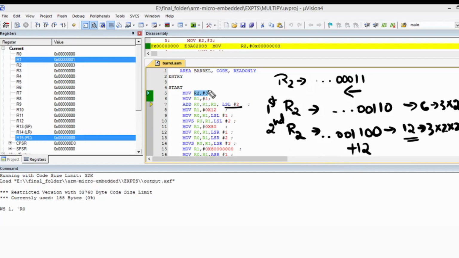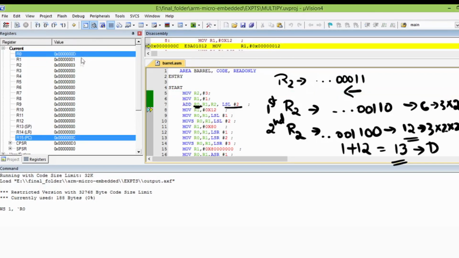What is R1? R1 value is 1. So what's the result? 13. It is 13 in decimal. What is the value in hexadecimal? D. Let's see if the value D is stored in the register R0. Yes, so we got the answer D stored in R0.